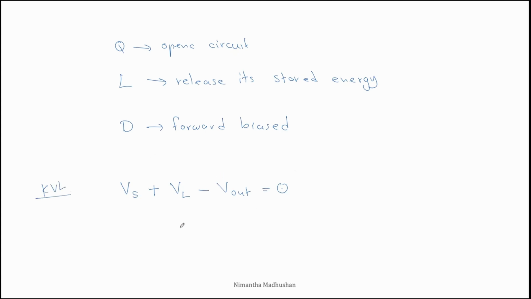Now from this equation, we can get VL equal to Vout minus Vs. I previously explained that Vout is always greater than Vs, so we get a positive value for VL. If we write VL equal to Vs minus Vout, according to this arrangement, this answer will give a negative voltage.